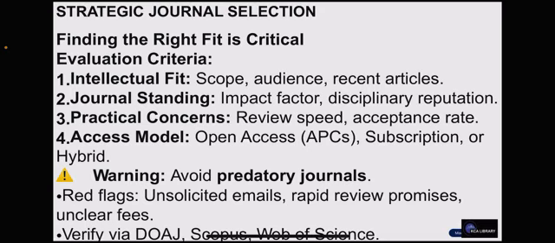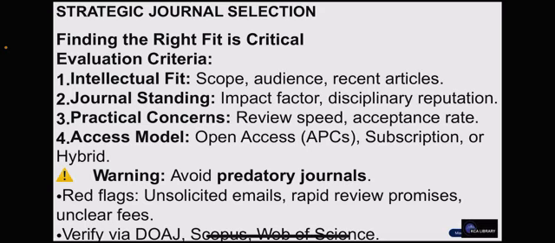There is what we call evaluation criteria. You try to evaluate, you know what evaluation means, I believe. You try to filter some things and look at whether it is going to work out or not. So the evaluation criteria: one is intellectual fit, which has to do with the scope, the audience, and the recent articles about what you want to work on. Then two is journal standing, and under that you have impact factor, disciplinary reputation, and so on.